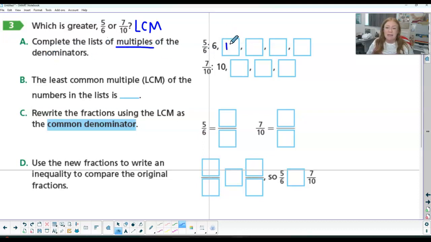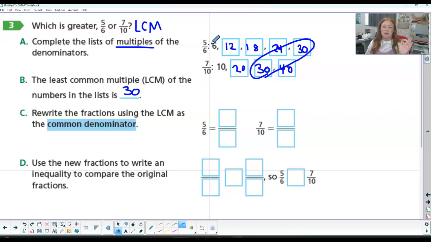We've got 6, 12, 18, 24, 30, and 10, 20, 30, 40. So our least common multiple that they both share is 30. They do not both have 6 or 12 or 18 or 24, but it has to end in 0 because of the 10. The first one we get to is 30.